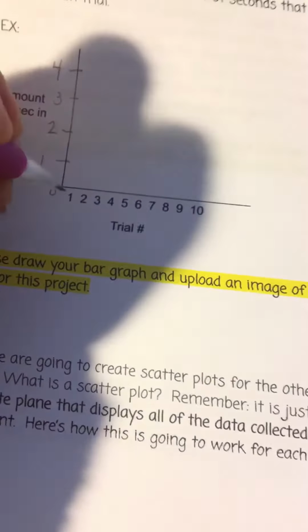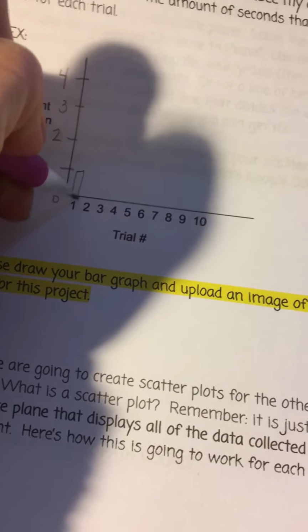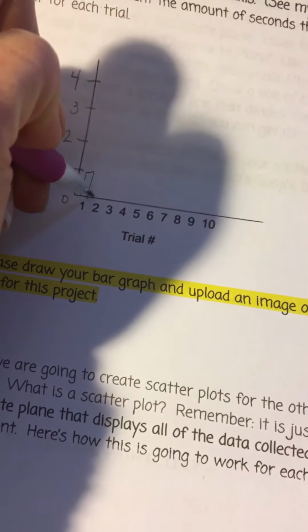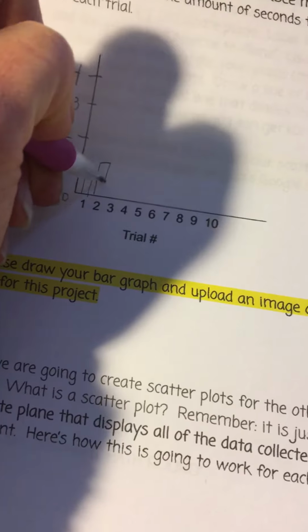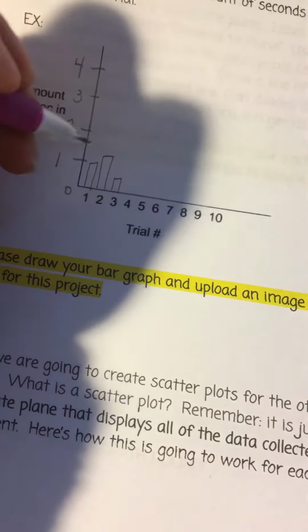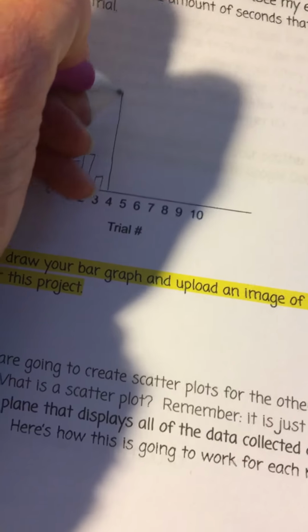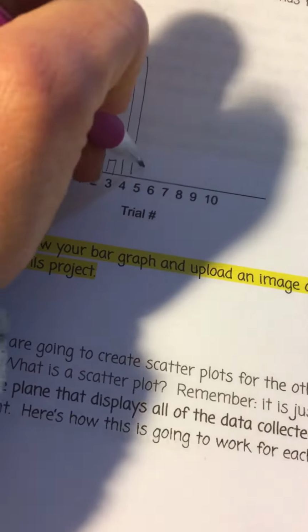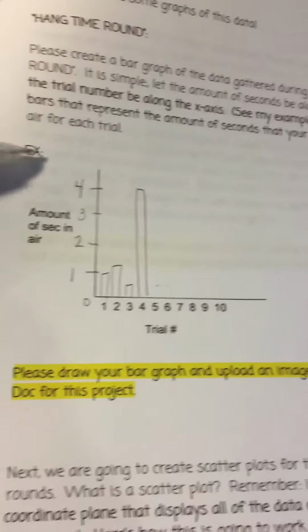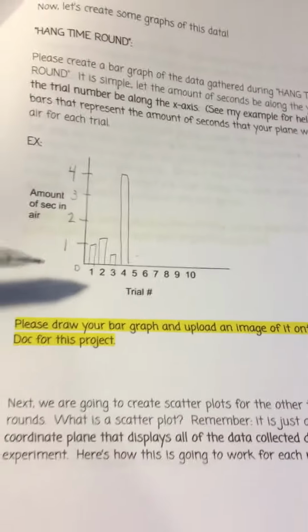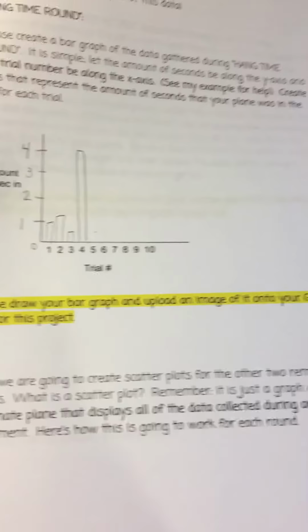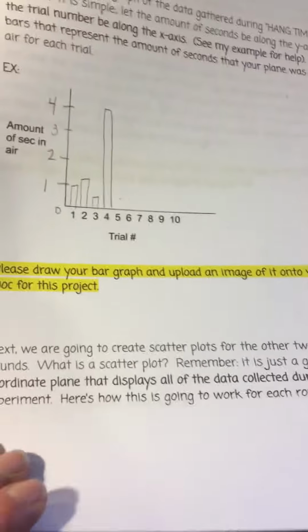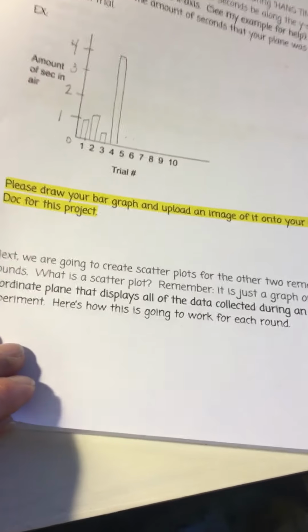Okay, and let's say for trial 1, it was about 1 second in the air. So I'm going to draw my bar. For trial 2, maybe it was 1.25 seconds in the air. For trial 3, maybe it was barely in the air at all. Something happened for trial 4 and I went up to 4 seconds. Okay, you guys get the gist of it. And then that's going to be your bar graph, and it says take a picture and upload it onto the Google Doc you created.